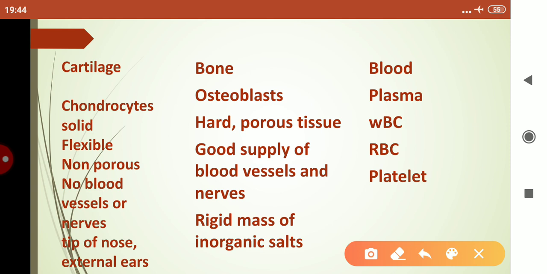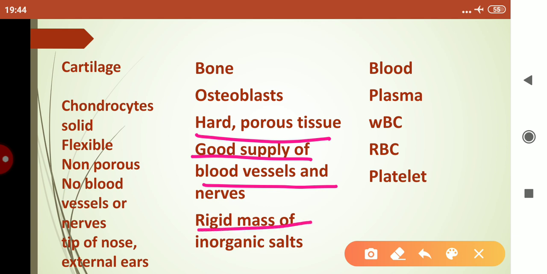Now the next part: bone is a hard porous tissue. It has a good supply of blood vessels and nerves and a rigid mass of inorganic salts. Because of the deposition of inorganic salts, it becomes hard and rigid. You cannot move that. You cannot break that. It is not flexible. Movement is possible through bones only.